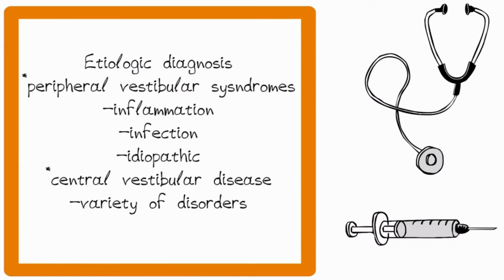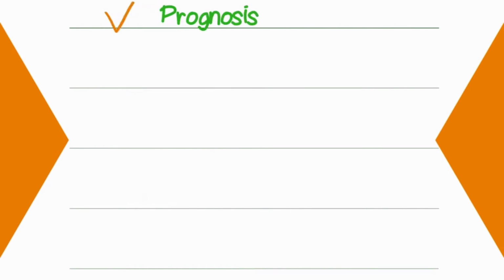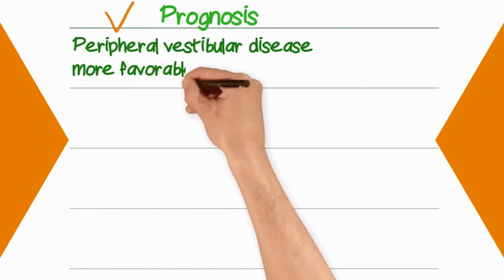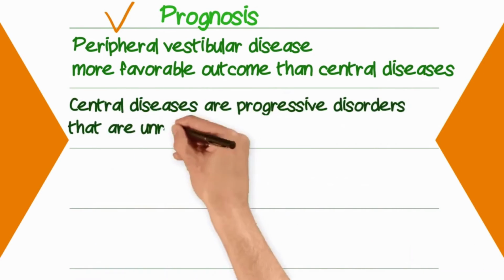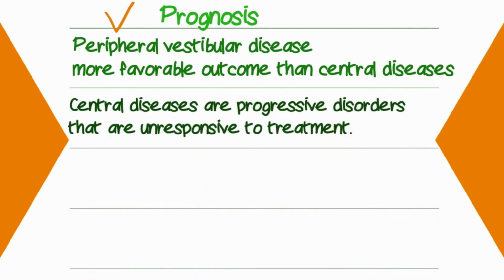The history provides information on the rate of onset, course, previous illness, age, and previous medication. Peripheral vestibular disease usually has more favorable outcome than central disease. Most animals with idiopathic disease recover fully in several weeks, with or without treatment. Many central diseases are progressive disorders that are unresponsive to treatment. Some central syndromes with an acute, non-progressive history recover with little deficit. It is possible that these are due to vascular lesions or infarcts that resolve with time.